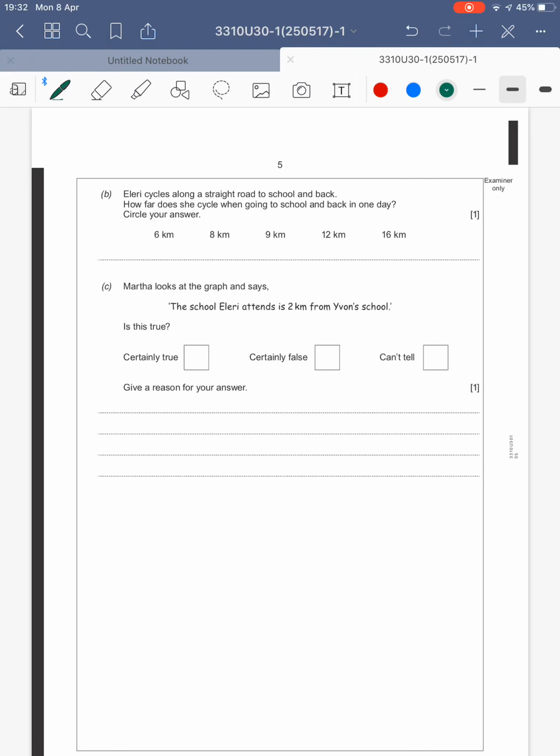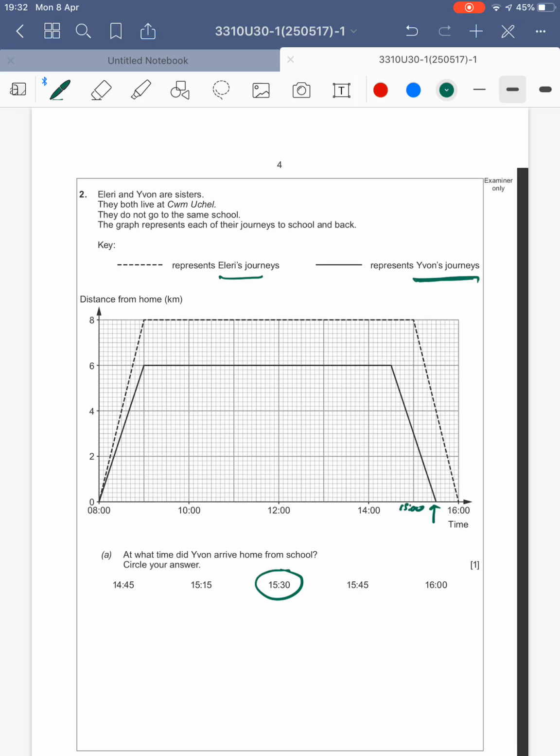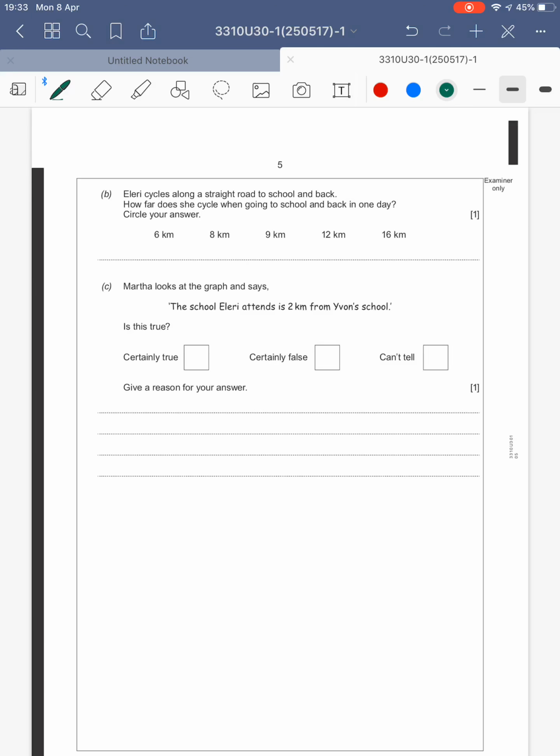Okay, part B, Hilary cycles along a straight road to school and back. How far does she cycle when going to school and back in one day? So we're looking at Hilary's graph this time, which is the dotted line. Well, you can see she cycles out 8 kilometers, then she spends all day in school, and then she travels back home from this point here, which is 8. So she's traveling 8 kilometers to school and 8 kilometers back home. So altogether, she's traveled a distance of 16 kilometers.